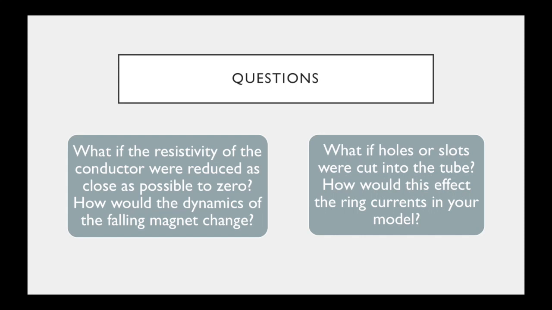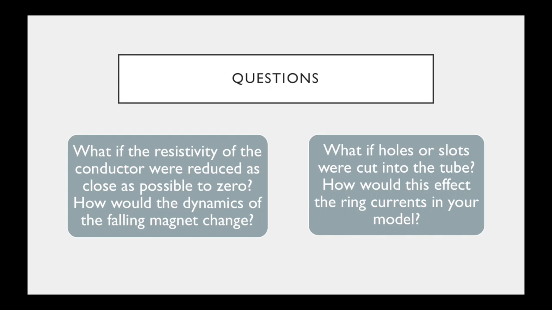There were 2 questions that we were asked to answer upon concluding this lab. First, what if the resistivity of the conductor were reduced as close as possible to 0? How would the dynamics of the falling magnet change? If the resistivity was reduced to 0, the current in the tube would be greater, making the magnetic force much greater than the force of gravity. Because the magnetic force is much greater than the force of gravity, the magnet is unable to fall through the tube.